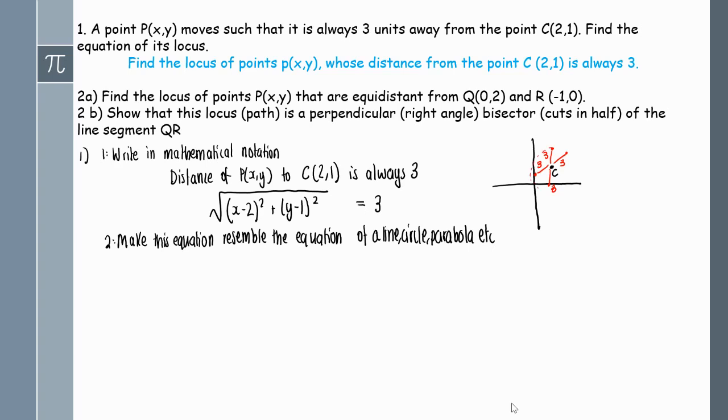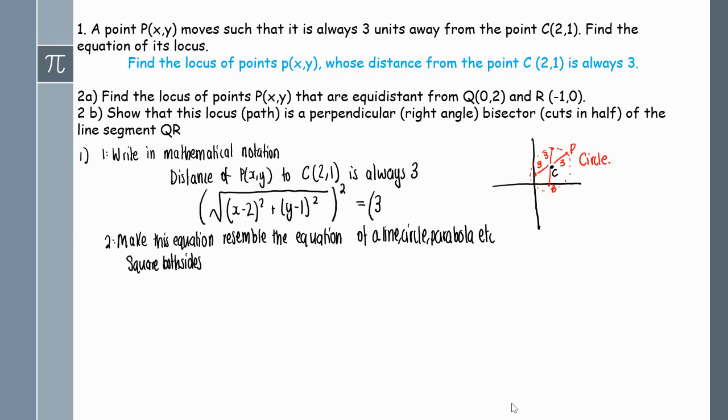It looks like my point P(x, y) is actually going to move in a circle around C, just like the circumference where the radius is always 3. So I know what the equation of a circle looks like. So let's try and make our equation that we got into an equation that resembles a circle.